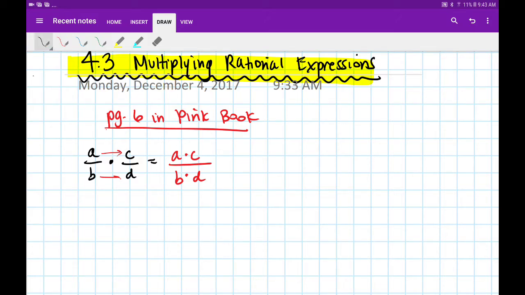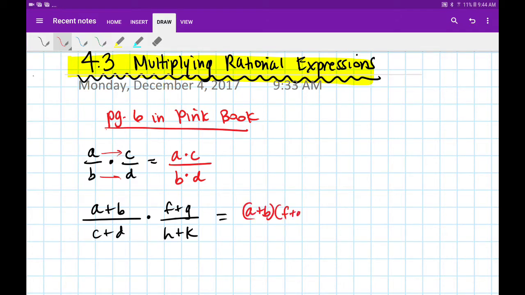So if I had something a little more complex, like a plus b, let's say, over c plus d, and I'm multiplying that by some crazy expression like this, well, again, I have two fractions, and I'm going to be multiplying them. So we multiply straight across. So this is going to give me a plus b times f plus g on top, all over c plus d times whatever that is on the bottom.